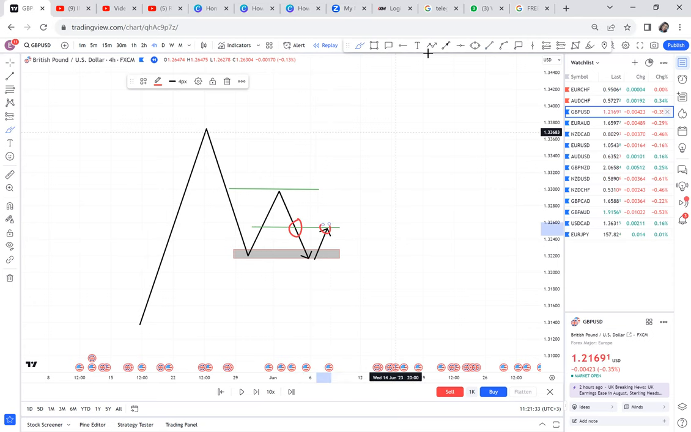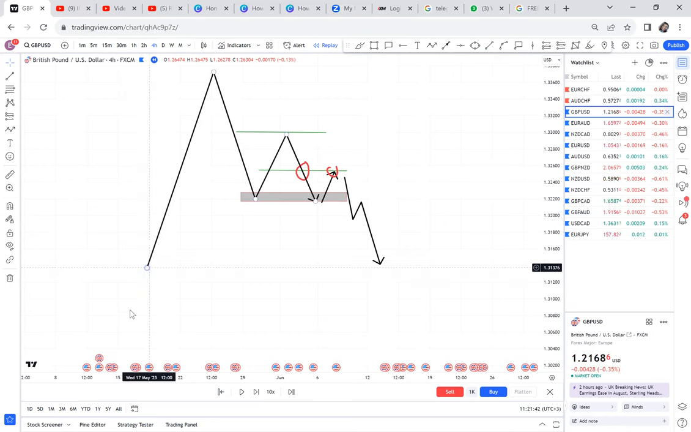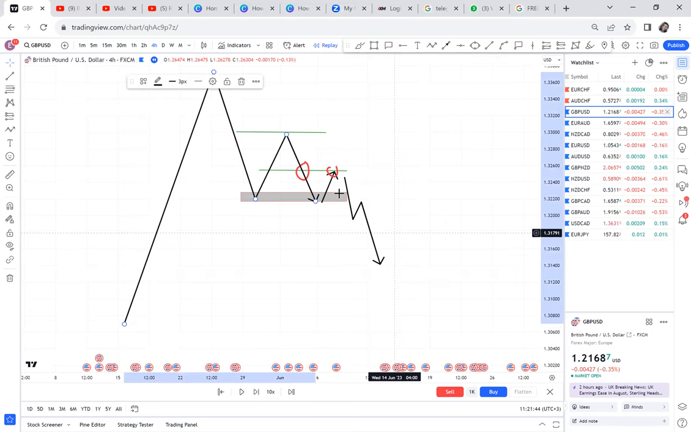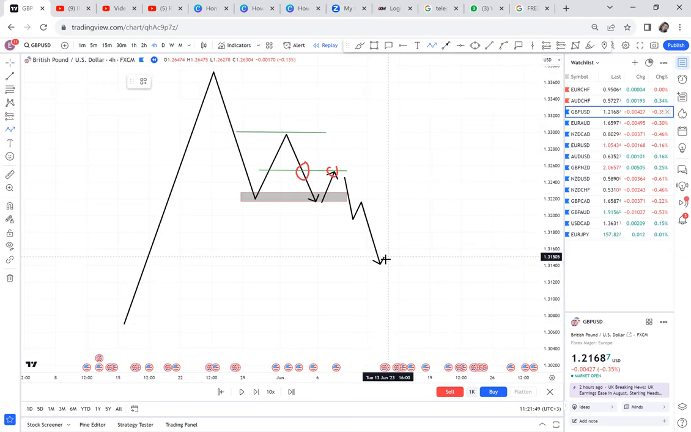Before everyone realized it was a double top, the market comes and breaks. And everyone now thinks they can sell, they can start selling. Let's say this market is going straight like that. The market can start selling like this. And we have sometimes the market coming up. So we have two patterns.